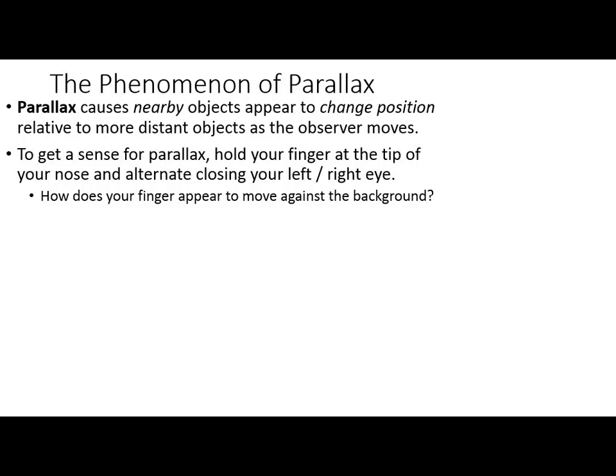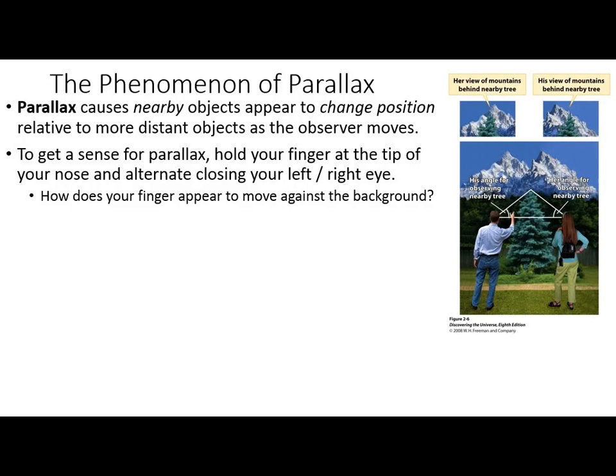Now take your finger and move it farther away, and close one eye and then the other. Does it move more or less? Less. If I put it even farther, even less still. So if something's close to you, what you're doing is changing your position. I'm over here looking, over here looking, and if something's kind of close, it looks like it's in different positions against the background. That's parallax.